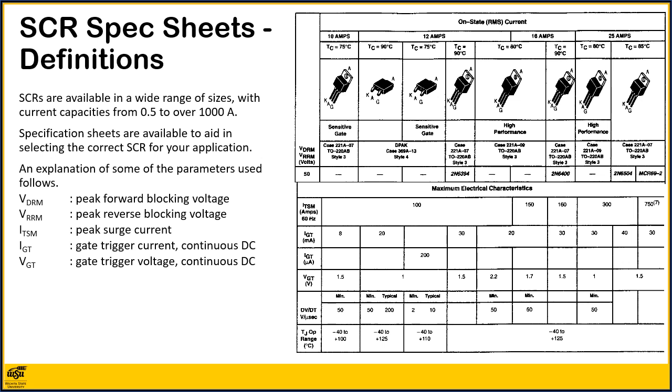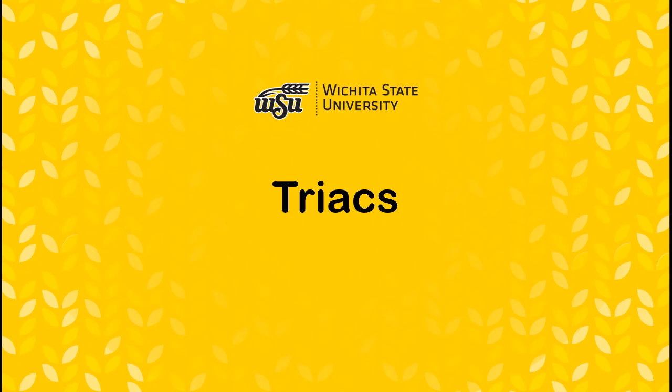The VDRM is the peak forward blocking voltage, VRRM, the peak reverse blocking voltage, ITSM, the peak surge current, IGT, the gate trigger current in continuous DC, and VGT, the gate trigger voltage, continuous DC. Knowledge of your application will require knowledge of these parameters.